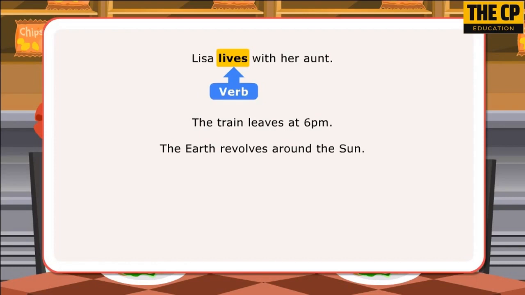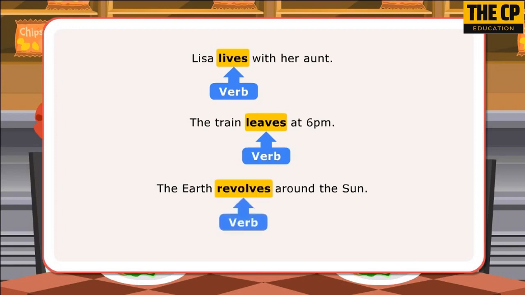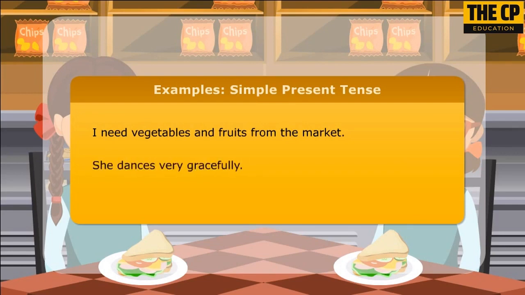In the first sentence, the verb lives tells us what generally happens and is simple present tense. In the next sentence, the verb leaves is simple present tense as it tells about a future event which is part of a fixed timetable. In the third sentence, the verb revolves is again simple present tense since it expresses a general truth or a fact. Here are few more examples of use of simple present tense. I need vegetables and fruits from the market. She dances.